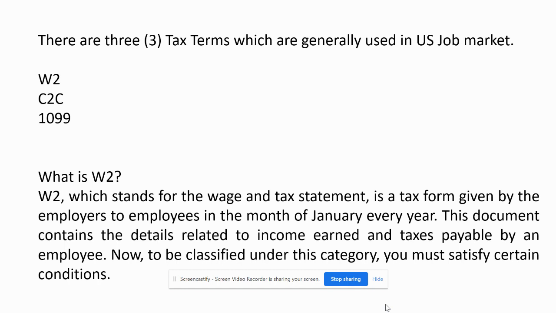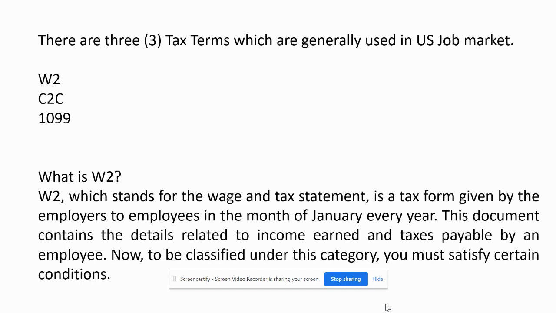What is W2? W2, which stands for the wage and tax statement, is a tax form given by employers to employees in the month of January every year. This document contains the details related to income earned and taxes payable by an employee. Now, to be classified under this category, you must satisfy certain conditions. So, let me explain it.